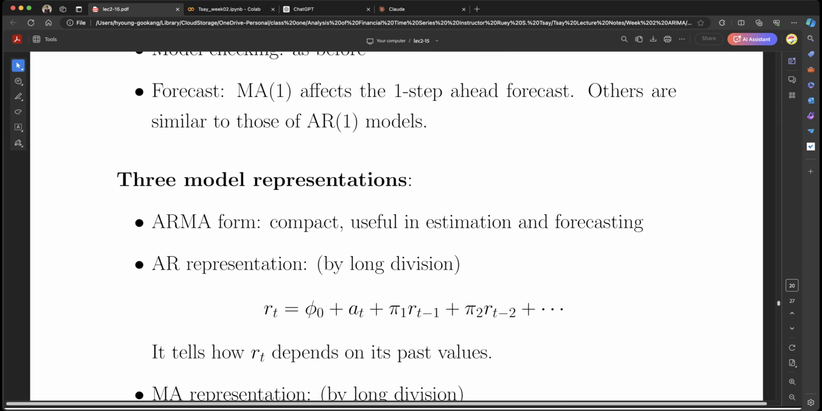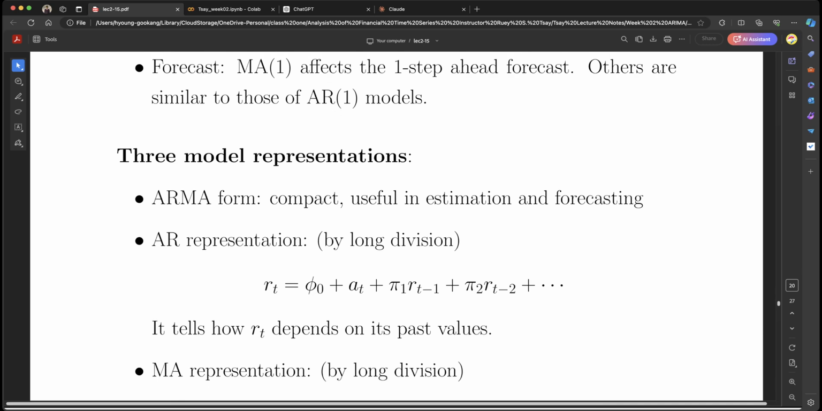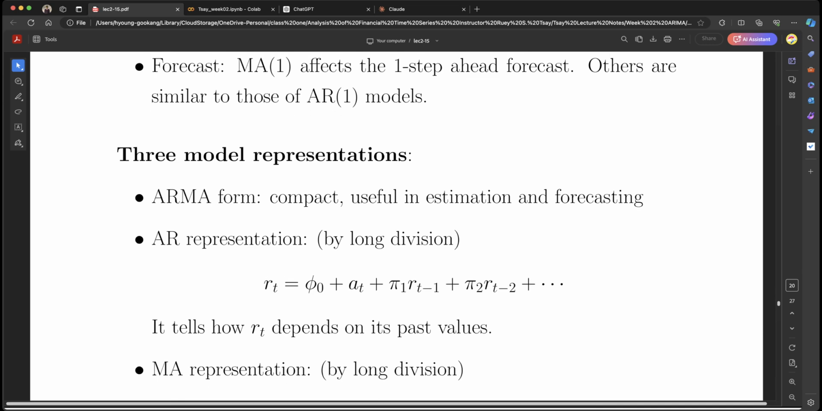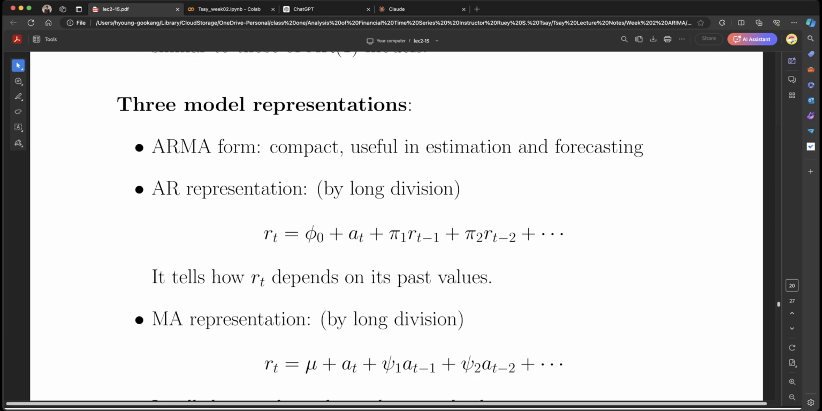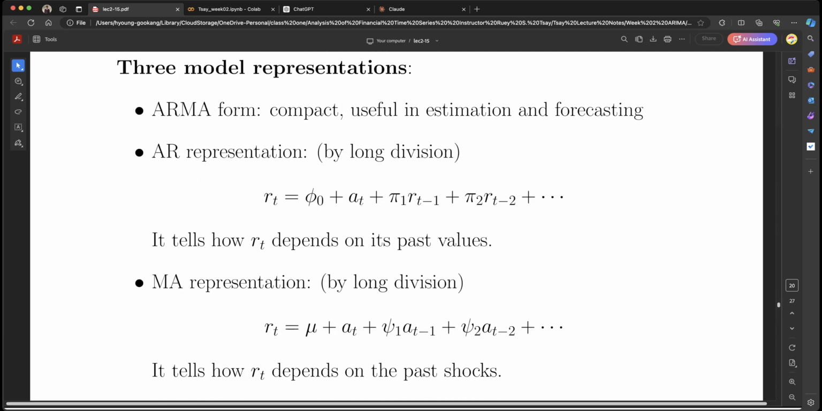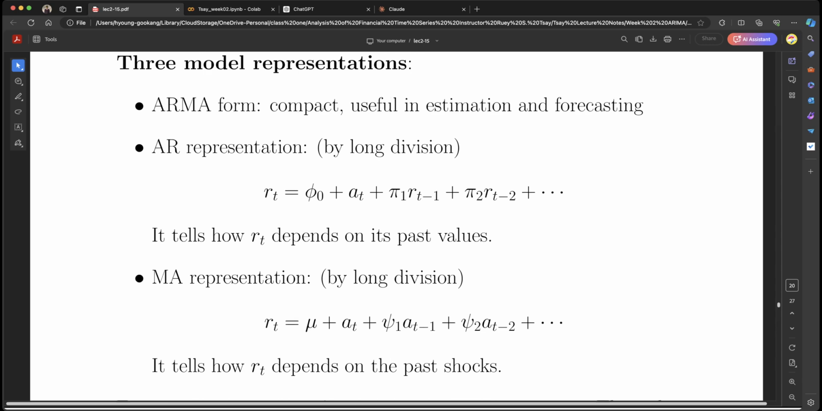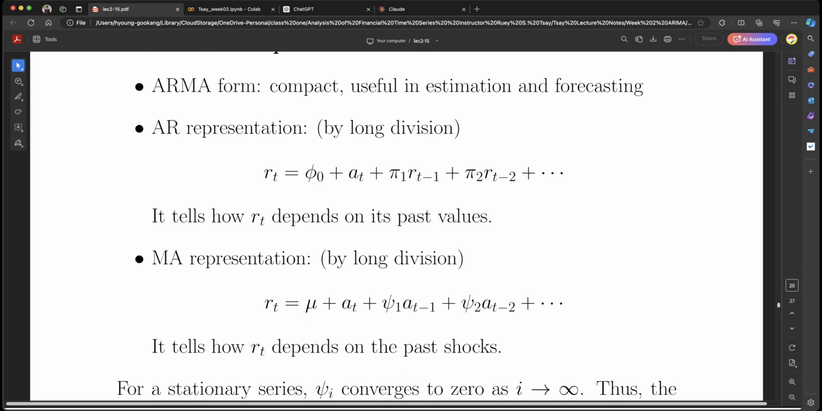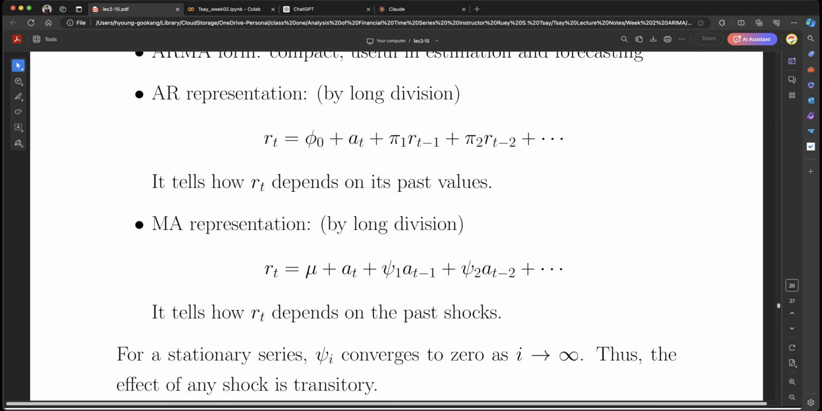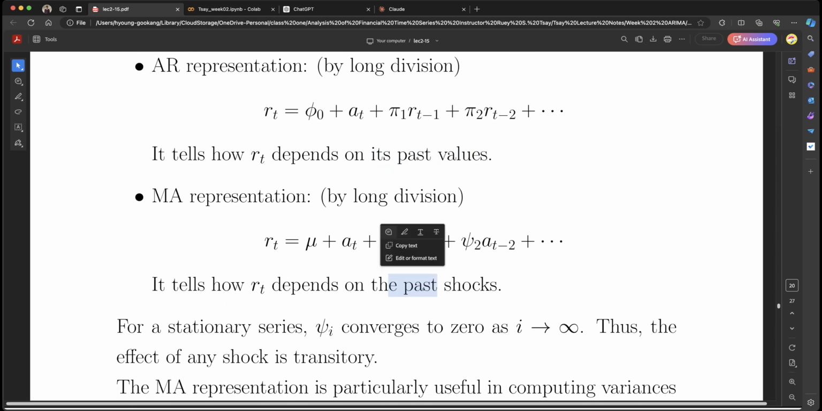The AR representation, by long division, gives this. It shows how r_t depends on its past values. The MA representation, also by long division, looks like this one. It shows how r_t depends on the past shocks only, rather than on its own values. It is a sum of shocks. For a stationary series, all psi_i converge to 0 as i goes to infinity.